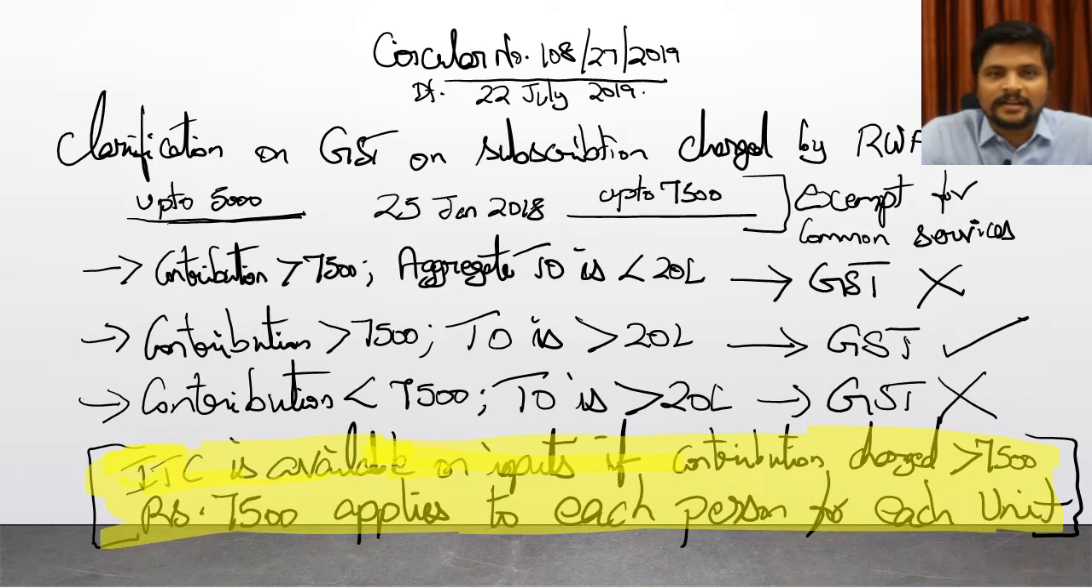Here the circular says that the 7,500 threshold applies for each unit for each person. So even if a person is holding 2 units and the monthly maintenance charge is 5,000 rupees for 1 unit, the person will be paying a total of 10,000 to the welfare association for the 2 units. But because the single unit maintenance charge does not cross the 7,500 threshold, GST will not become applicable in this case as well. Okay.